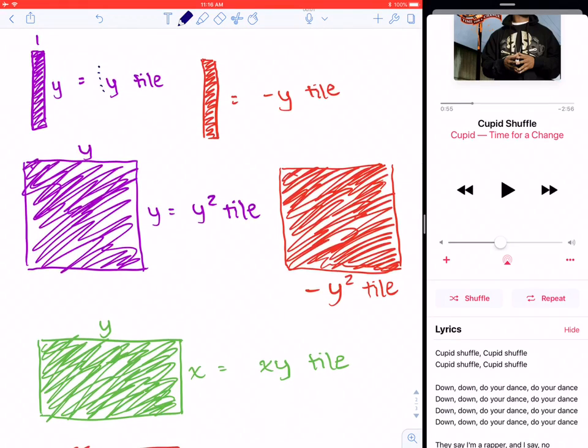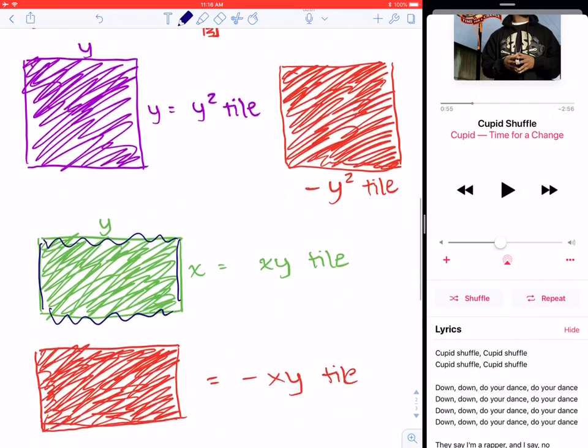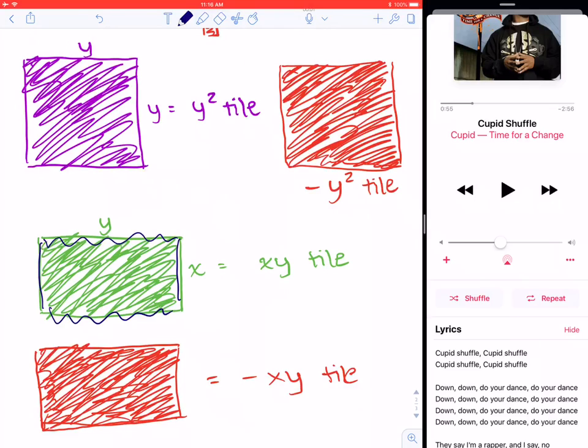And our last tile is our XY tile. It gets its name because if you take the X tile, it matches the X sides, and the Y tile matches in length on the Y side. So when we multiply that together, we get XY. We cannot combine them because they're not like terms. So we call it XY. And the back side is red, meaning it's a -XY.